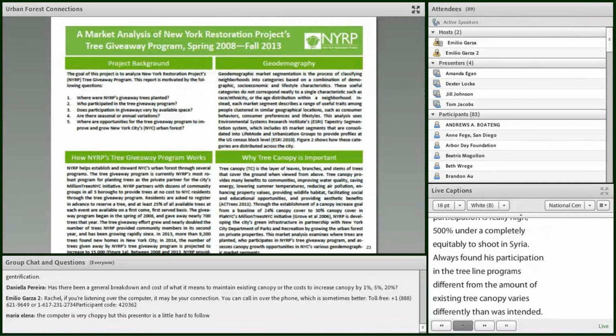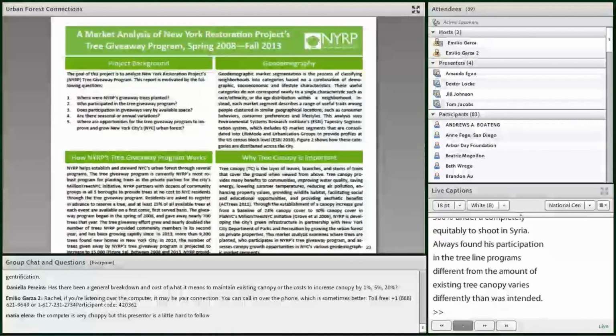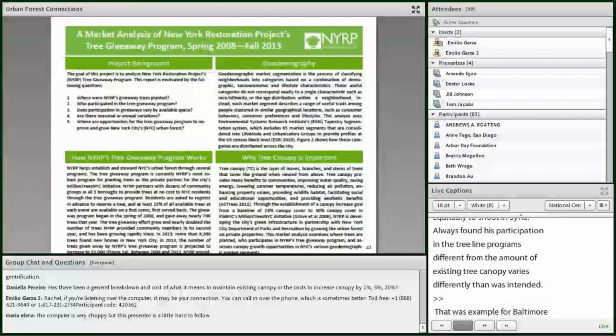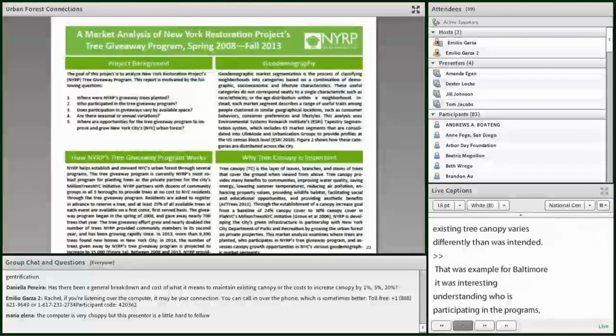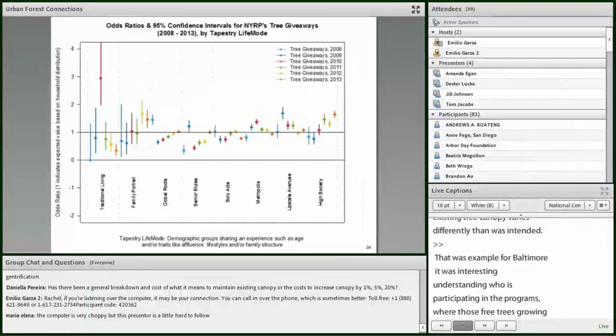So that was an example for Baltimore. We've done peer review research in Washington, D.C. and in Baltimore on tree giveaway programs. Now reports from the city, for example, were interested in understanding who's participating in their tree planting programs, where those free trees are going, and which types of market segments their current outreach strategies are really resonating with, and where they are not resonating so well.